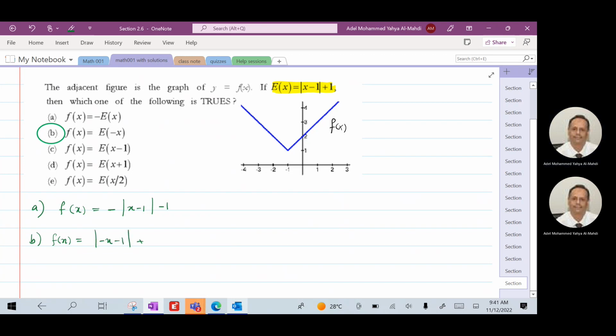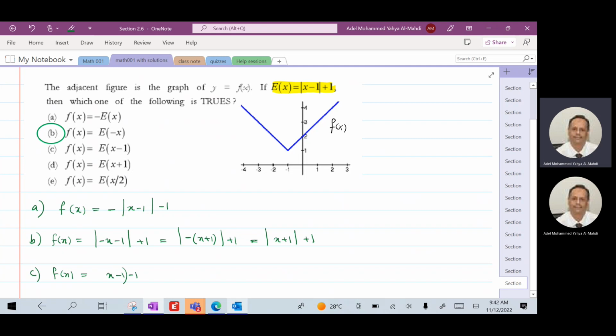You can simplify this into minus x plus 1 plus 1. Simplify more. It is x plus 1 plus 1. So C, f of x is, we change every x by x minus 1. So it will be x minus 1 minus 1 plus 1. It is going to be what? Absolute value of x minus 2 plus 1.